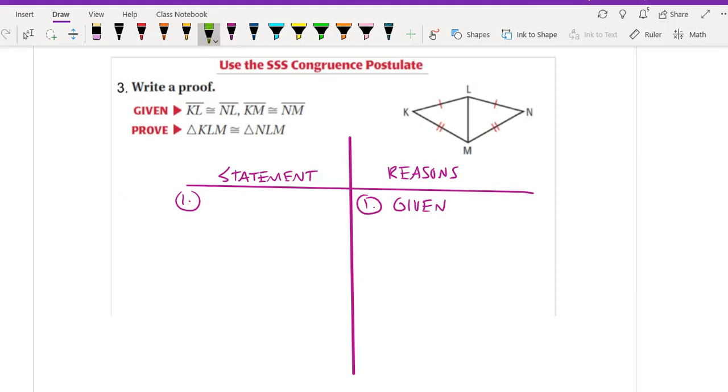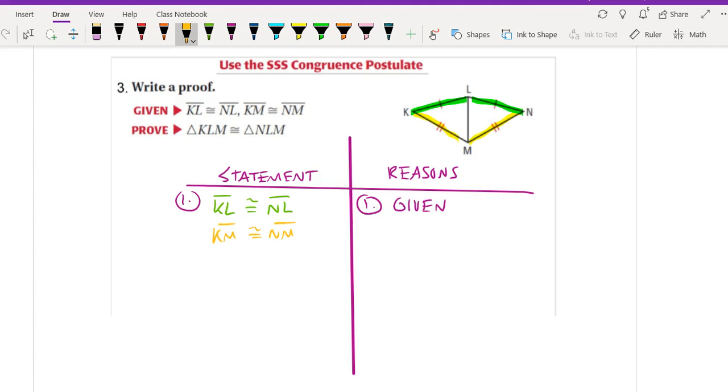So let's write down what we're given. Segment KL is congruent to segment NL. Okay, I'm going to go ahead and highlight that for my own use. KL congruent to NL. And we know that KM is congruent to MN, or NM. So I'll write that down too. KM, the segment, is congruent to NM, the segment. That's all given to me.